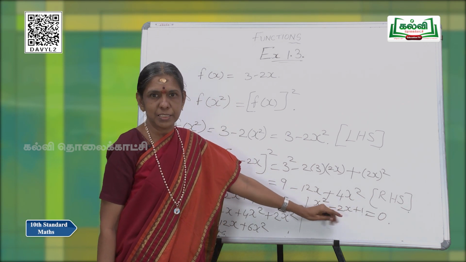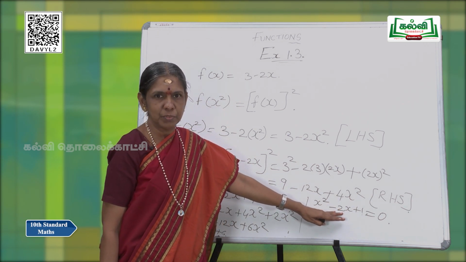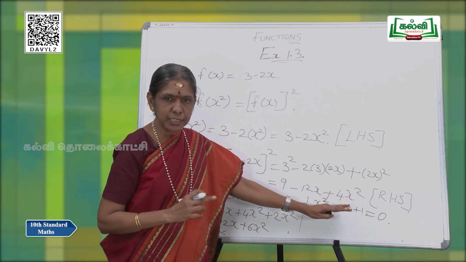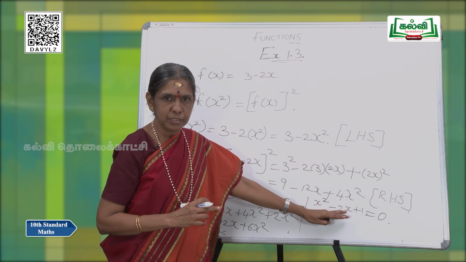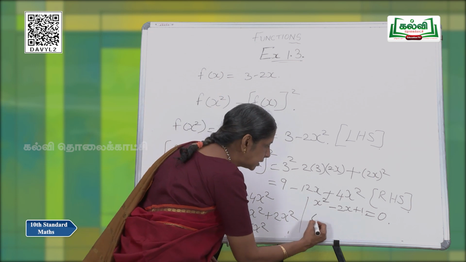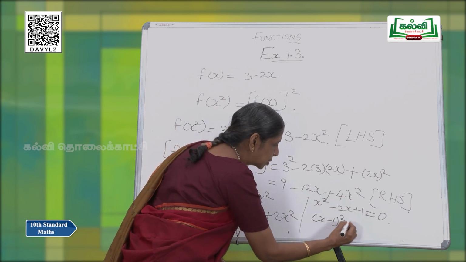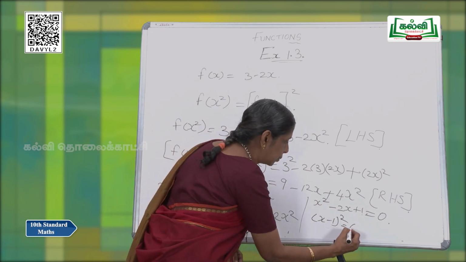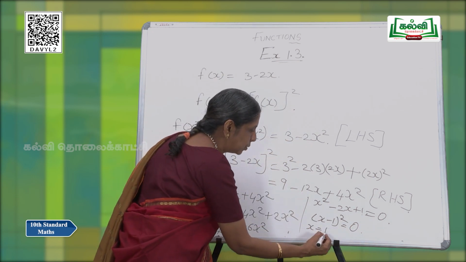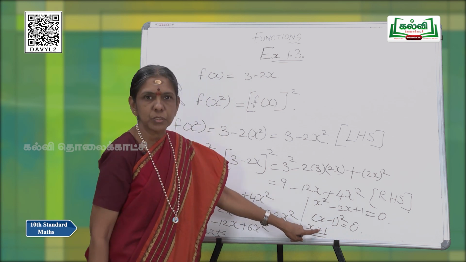Remember some identity. This is a very familiar sum with an algebraic identity. X squared minus 2x plus 1. Are you able to get that identity? Yes, it is x minus 1 the whole squared. It is x minus 1 the whole squared is equal to 0. X minus 1 the whole squared is equal to 0 means the x value is equal to 1. X is equal to 1.